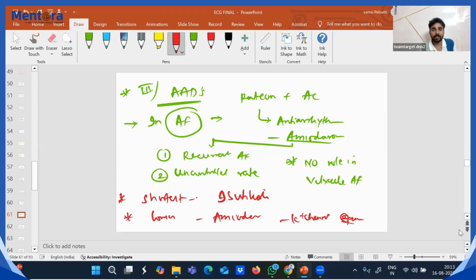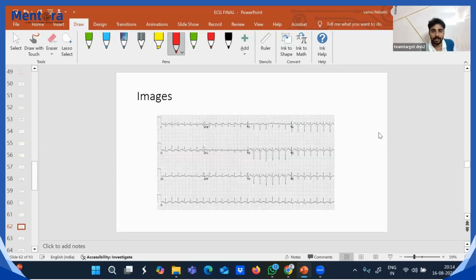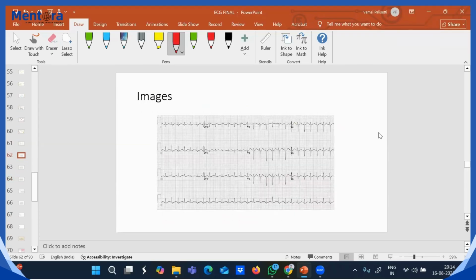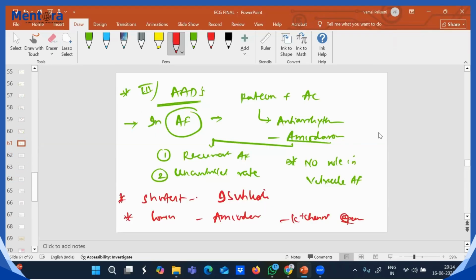Right. So this completes the management of our SVTs. Sir, recurrent AF means within how much time it will come? Recurrent means you have already given treatment, this is not an acute condition. Normally, you have given treatment and the patient reverted, again he is coming. Within 7 days it's not at all improving, then you can go for amiodarone only.